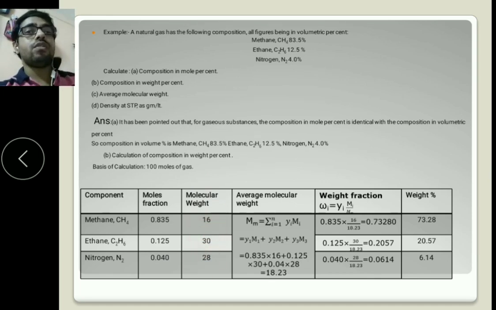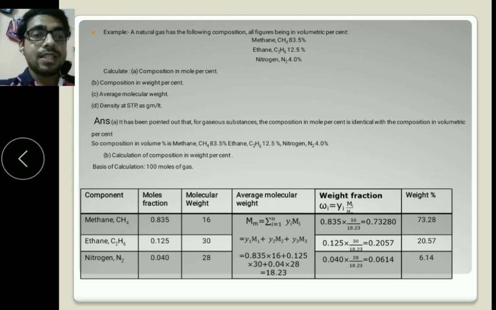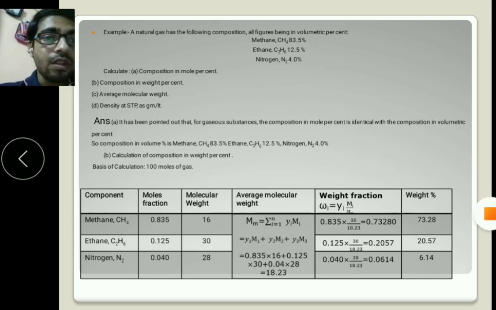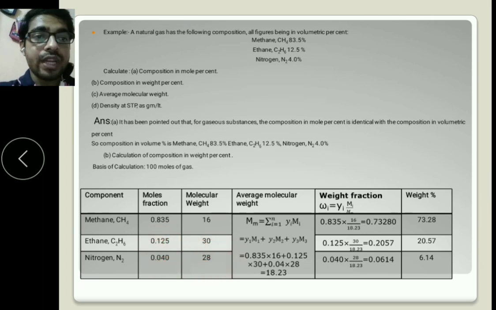How do we calculate molecular weight? For methane it is 16, since carbon is 12 and hydrogen is 1, so 12 plus 4 is 16. For ethane, 2 carbons, 2 into 12, plus 6 hydrogens, plus 6, it is 30. And the molecular weight of nitrogen is 28, since nitrogen is 14 and N2 has 2 nitrogens, so 14 into 2, 28.